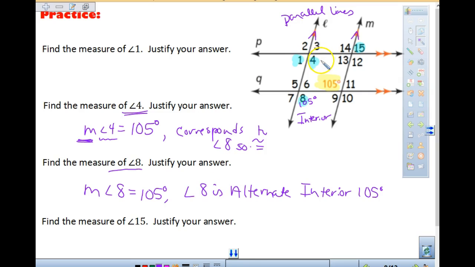So now that I know 4, I want you to talk to your shoulder partner. How are you going to find 1 knowing 4 now? What kind of angle? Supplementary. Definitely not complementary. Talk to your shoulder partner, not me. Find it, do the subtraction, and tell me the measure. Tell me how much it's worth. Supplementary. You think 180 minus 105 to get 75.